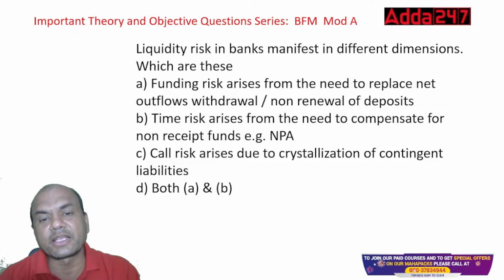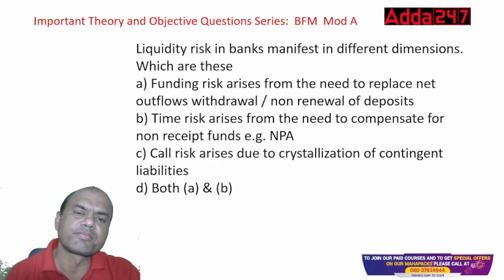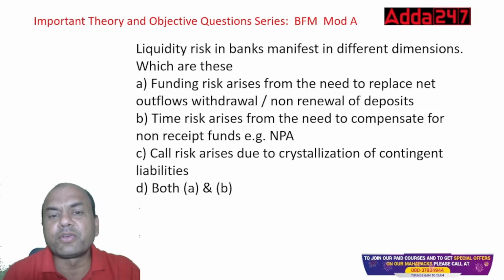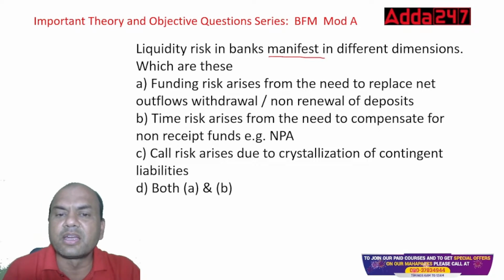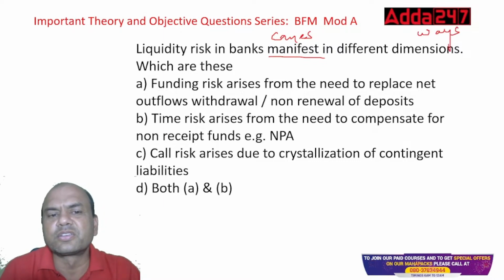Liquidity risk in banks manifests in different dimensions. Which are these? What do you mean by this? Manifest means comes. It comes in various ways. Dimensions means ways. Let's keep words simple, isn't it? So liquidity risk in a bank comes in different ways. What are these?